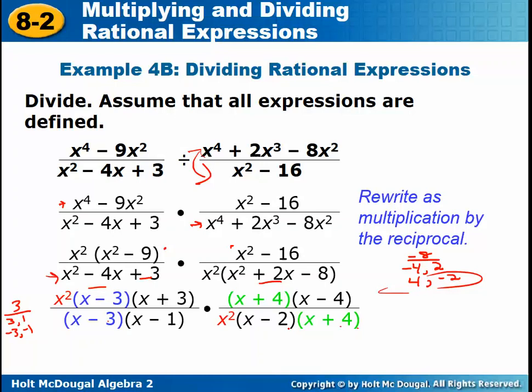Now we're ready to look for common factors. We have an x minus 3 over x minus 3. Those can cancel. X plus 4 over x plus 4. Those can cancel. And then an x squared and an x squared. Note that you can never cancel if you have one as a plus and one as a minus, like x plus 4 and x minus 4 would not cancel. These two here would not cancel. And then when you're done canceling everything, you write what you have left. You can leave your answer like this, or if you prefer, you could FOIL this back together.